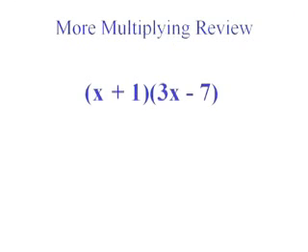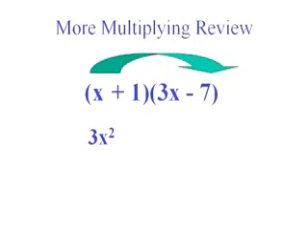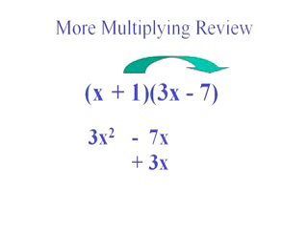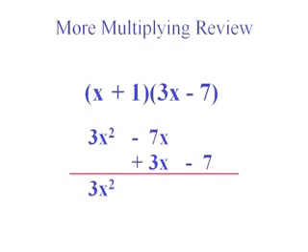Let's do another problem just so you can see what's the same every time. I'm going to distribute the x. That'll be 3x squared and minus 7x. Now I'm done with the x, and I'll multiply the 1. That's going to be 1 times 3x. I'll put him under his buddy. And 1 times negative 7. Now adding like terms, I get 3x squared minus 4x minus 7.